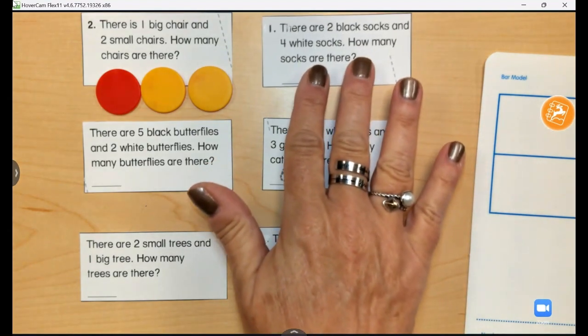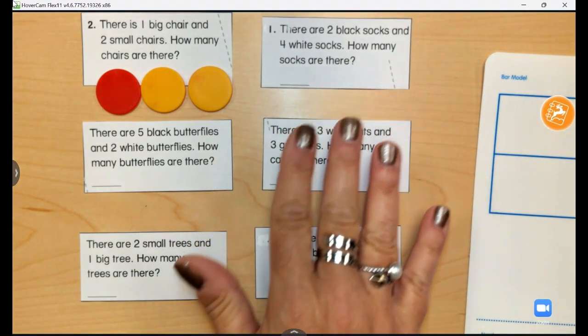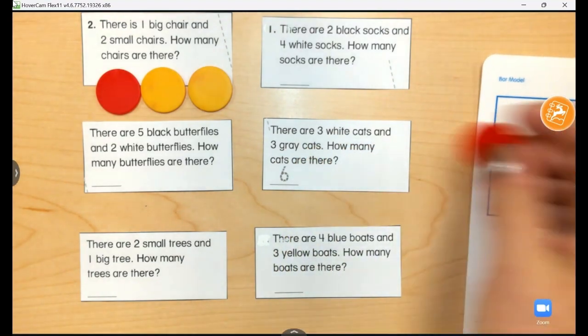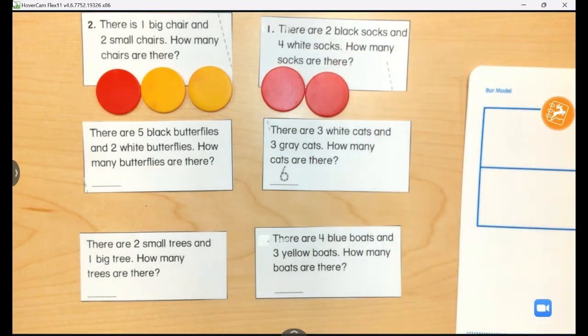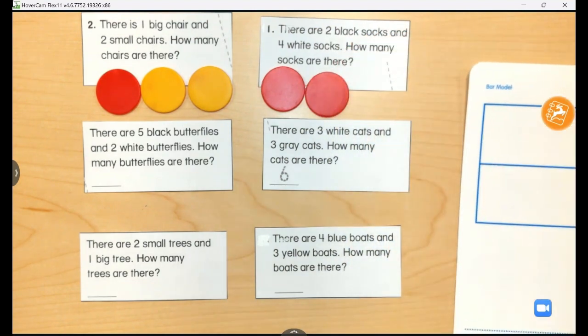All right, then I'm going to move over to this one. There are 2 black socks and 4 white socks. Okay, I'm going to represent my 2 black socks, and then I'm going to represent my 4 white socks.